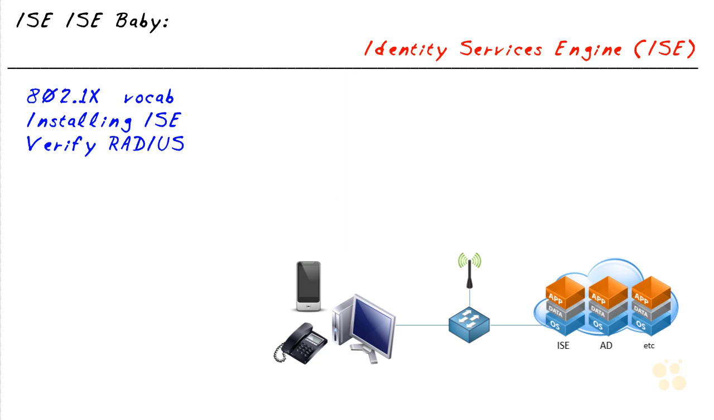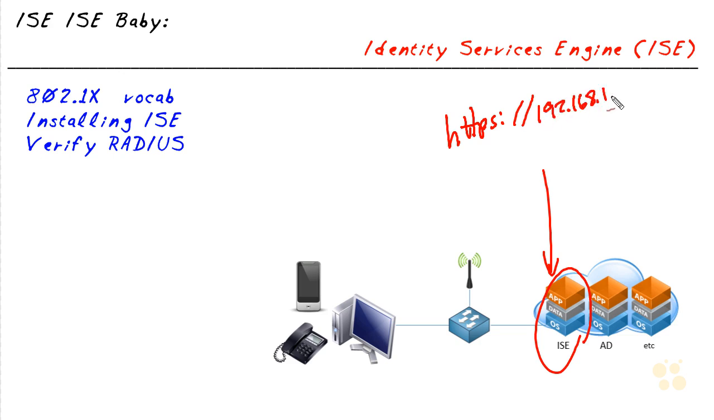Now, once ISE is installed, it's sitting there. How do we use it? Well, we're going to open up a browser, https:// and then the IP address or the resolvable name of the server that's currently running ISE. So that would be our virtual machine inside of VMware. In my lab, it's 192.168.1.117. It would ask me for a username. I'd go ahead and log in as admin.